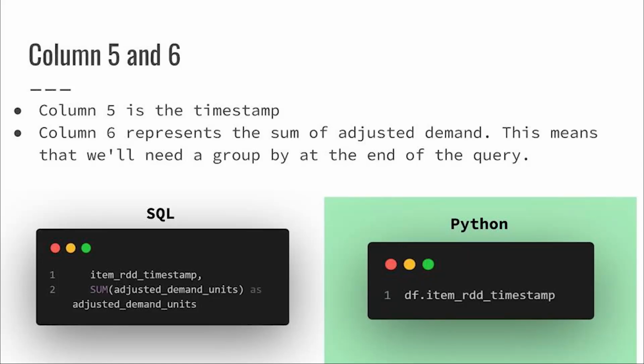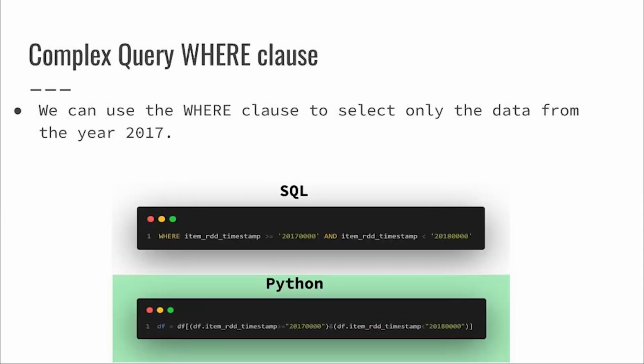So column 5 is simply the timestamp. And then column 6 is the sum of adjusted demand, which is an aggregation. And if you recall from before, this means that we'll have to use a group by at the end of the query. So as we continue on past the select statement, we see a where clause. And in our case here, we are just using it to select data from the year 2017.